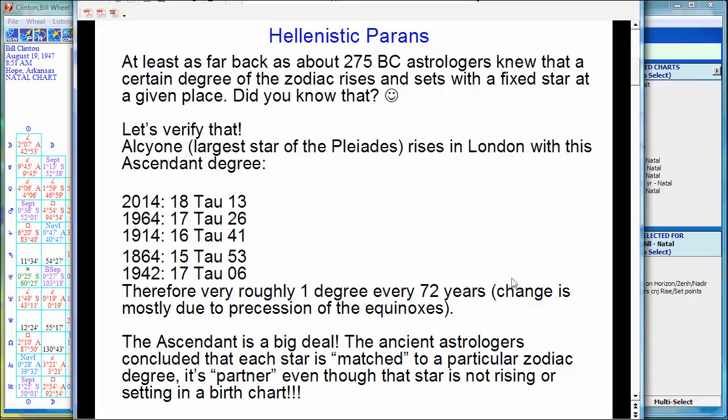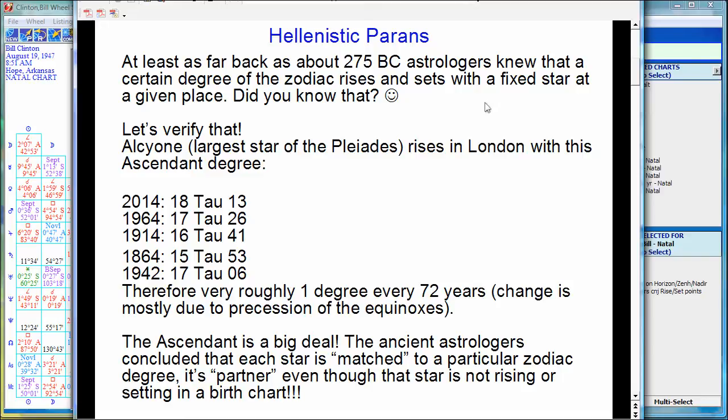Now let's dig in a little deeper. Let's talk about these Hellenistic Parans. Hellenistic Parans go back at least to 275 BC. Later I'm going to show you a reference for that. And all the way back in 275 BC, and probably a lot earlier, astrologers knew that when a star rises and sets, we saw that, for example, Vindemiatrix and Shiat and also Matar were near the horizon, rising and setting, that when a fixed star rises or sets, there will be a certain degree that rises and sets with it.